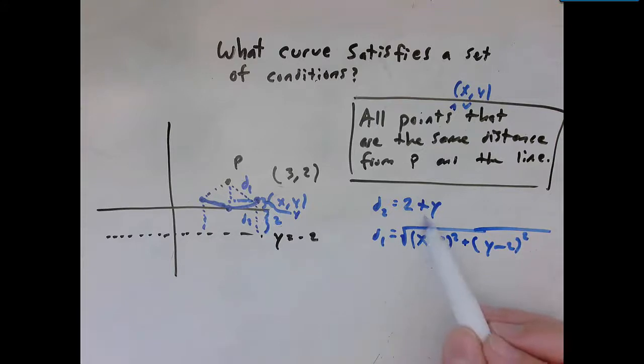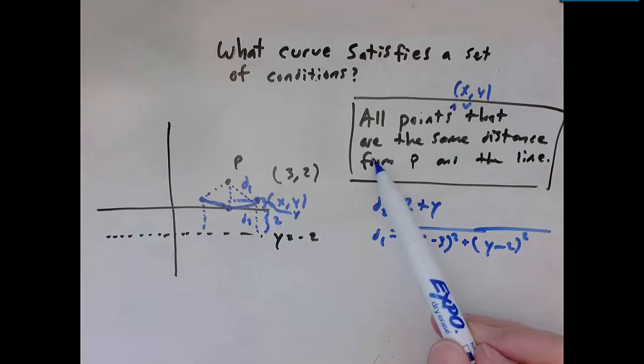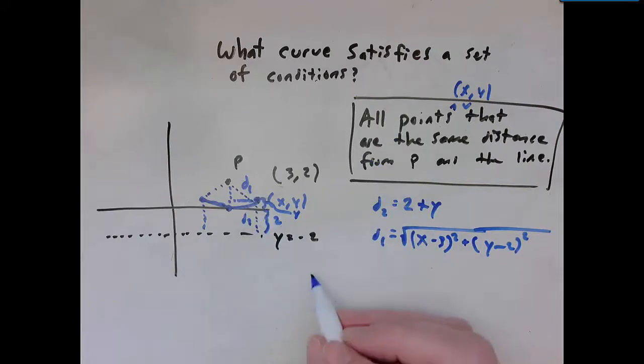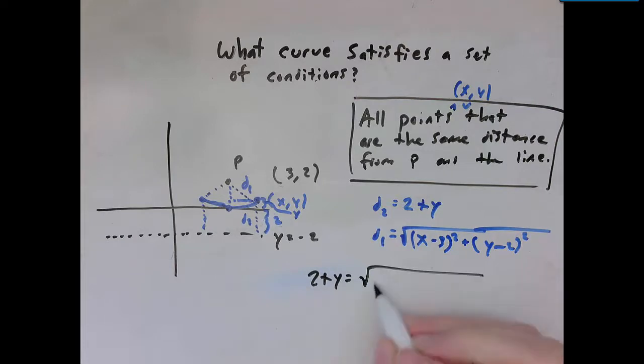Cool, so we've got equations for d1 and d2. And remember, I was interested in all points where d1 is the same as d2. So let's set those two things equal to each other. Let's say that 2 plus y equals this giant square root: the square root of (x minus 3) squared plus (y minus 2) squared.